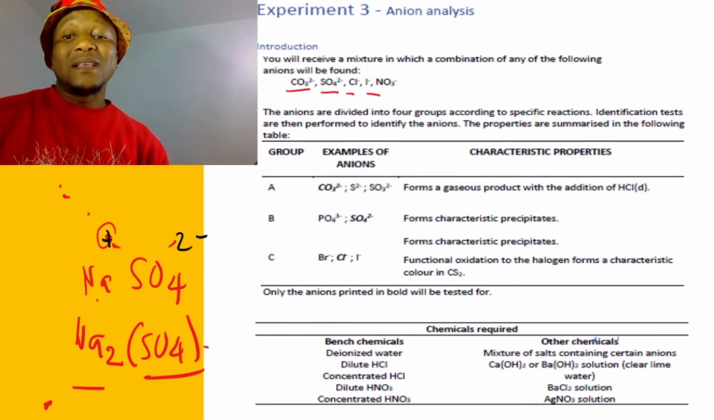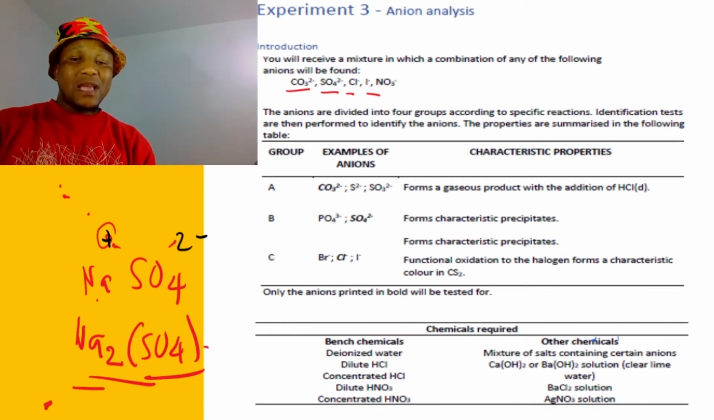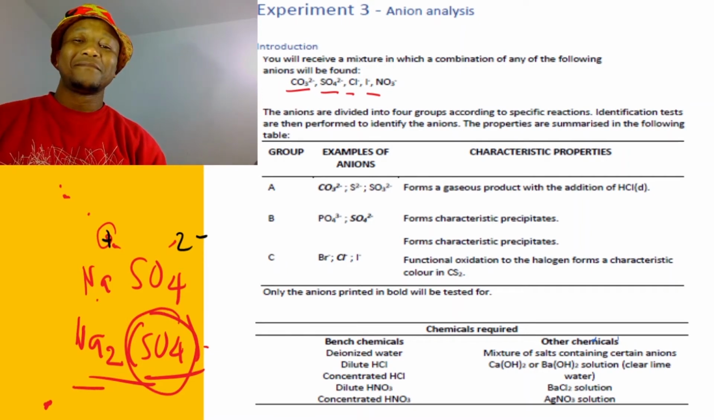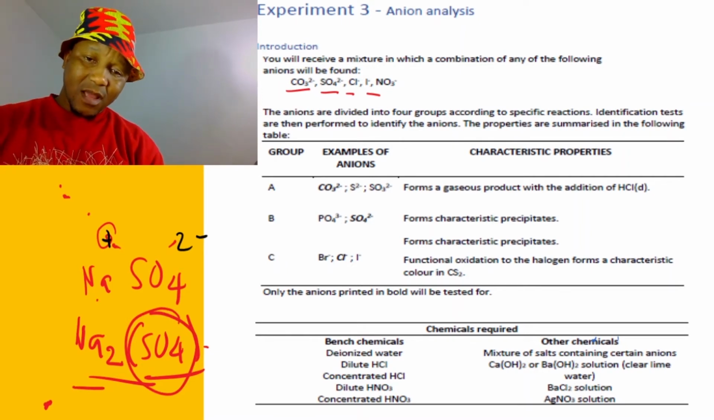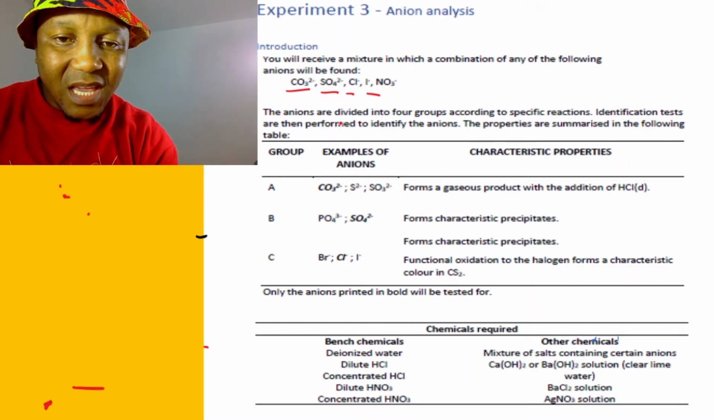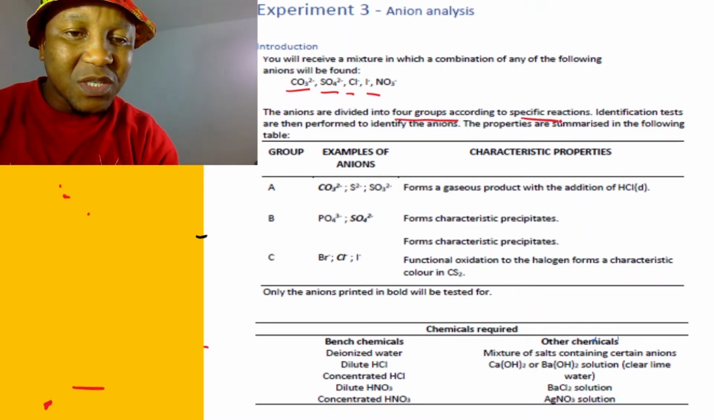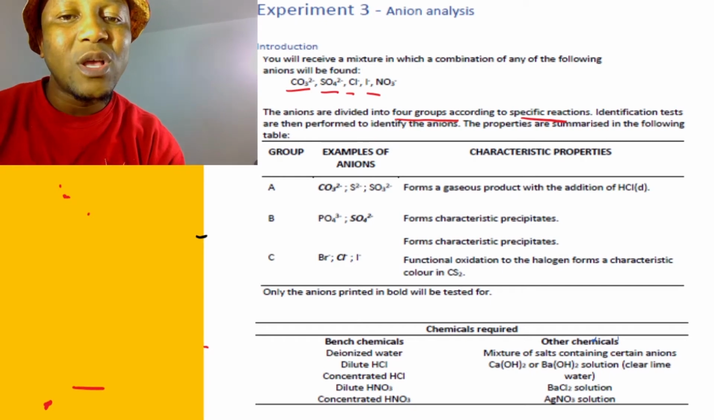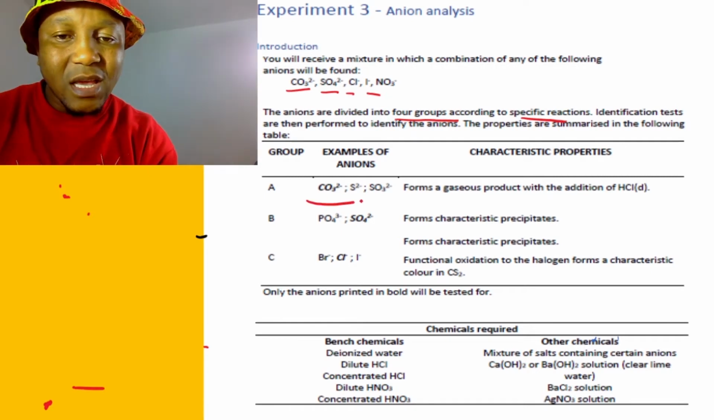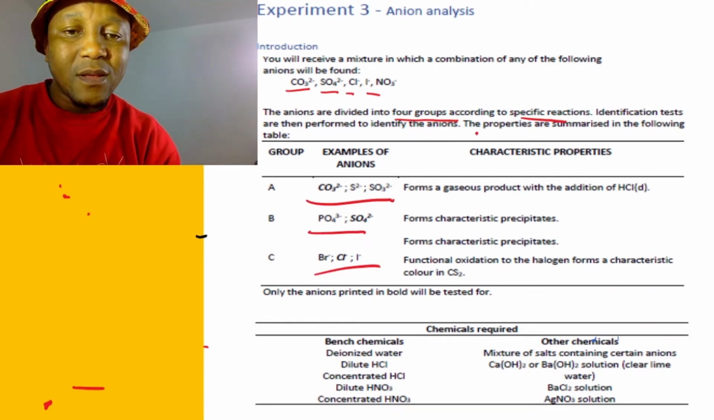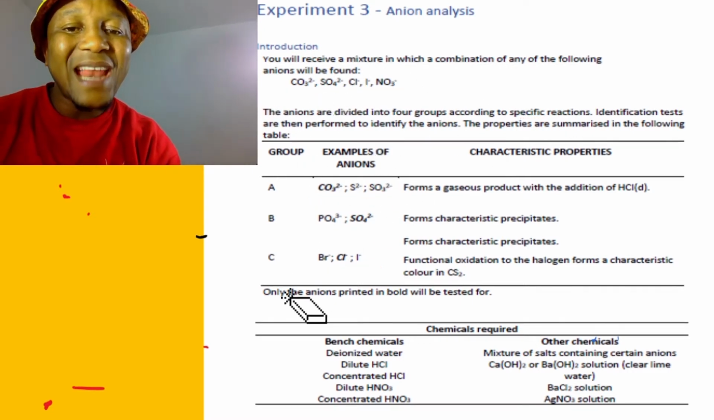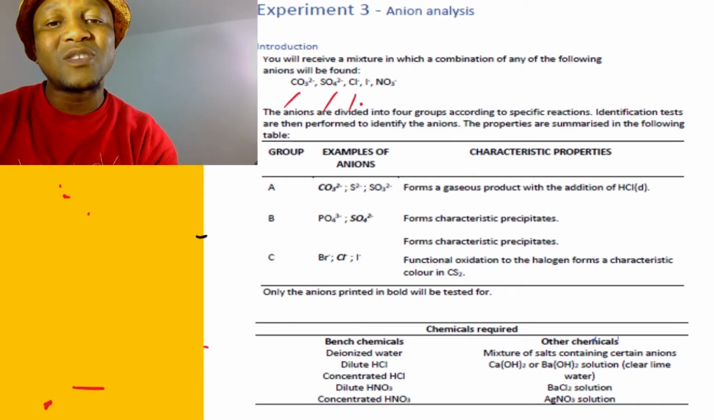For example, it could be a mixture which has anions. But now let's do what they ask us. For example, they say here anions are divided into 4 groups according to the specific reaction in the identification test. So see the properties, how they say these are properties. They could give you that one, that one, that one. And they say you're going to receive a mixture of any of the following, means your mixture could have this, or that, or that.